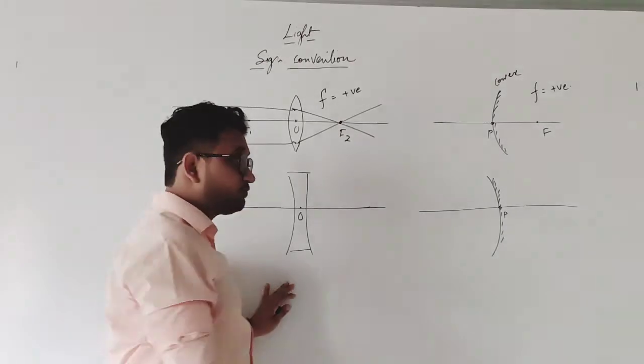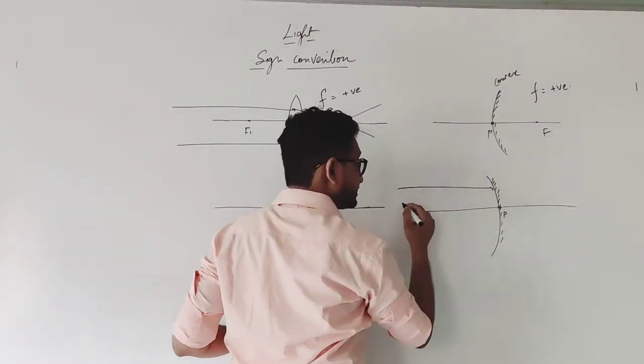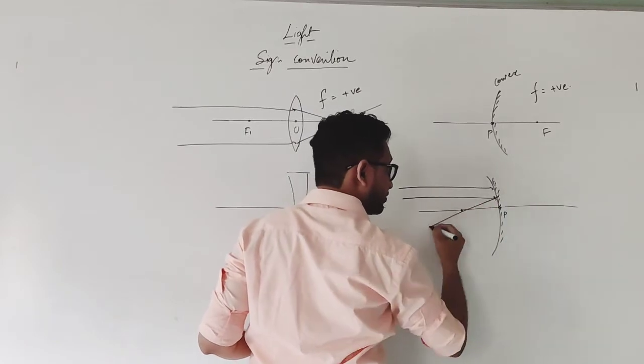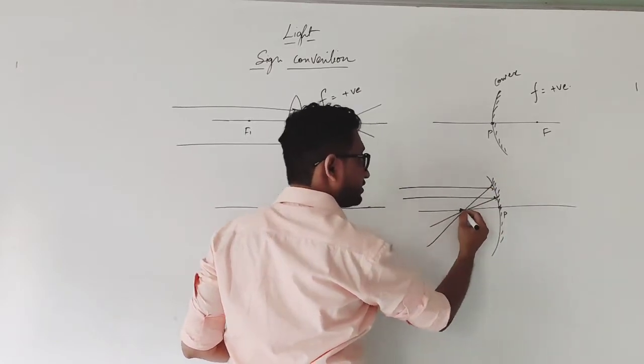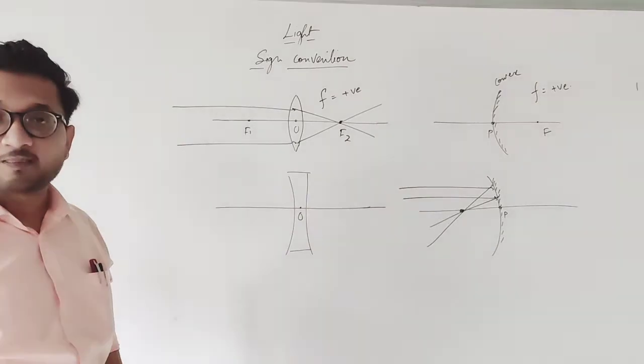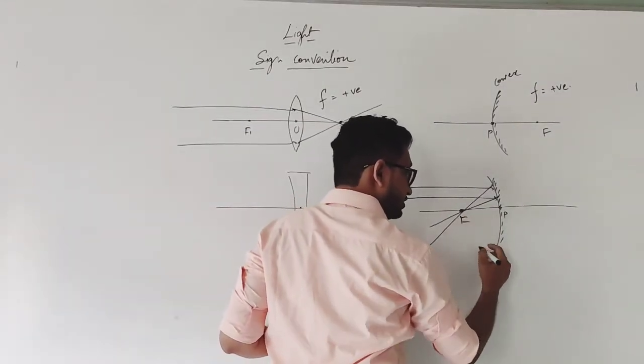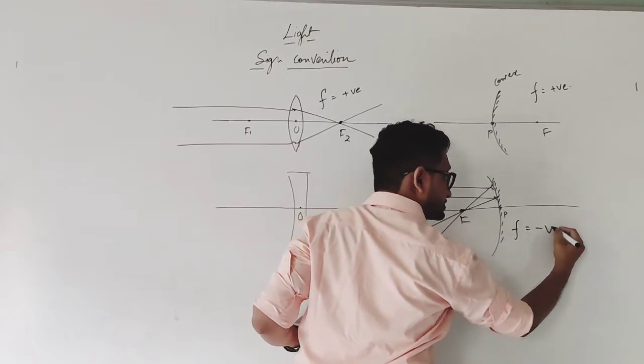Similarly, for a concave mirror, we know that when the rays of light were incident, they were converging on the focus point like this. So the focus point was on the left hand side of the pole over here. So the focal length was negative.